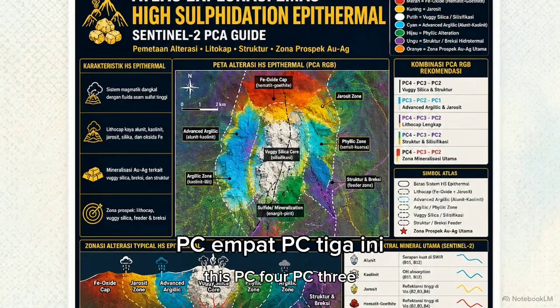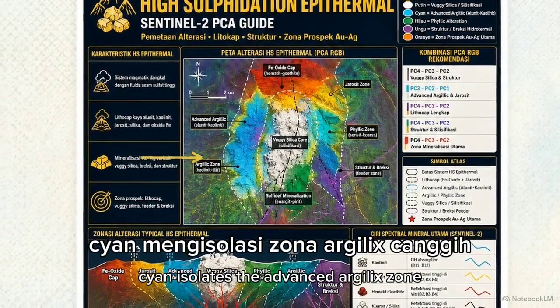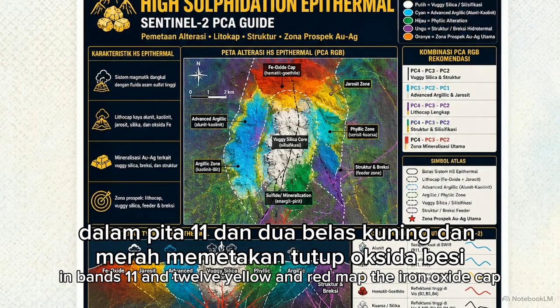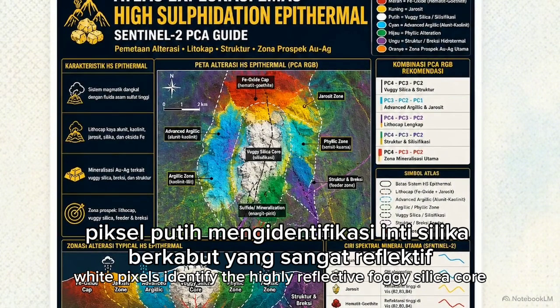This PC4, PC3, PC2 map translates mineral features into distinct color zones. Cyan isolates the advanced argillic zone via alunite and kalunite absorption in bands 11 and 12. Yellow and red map the iron oxide cap. White pixels identify the highly reflective vuggy silica core.